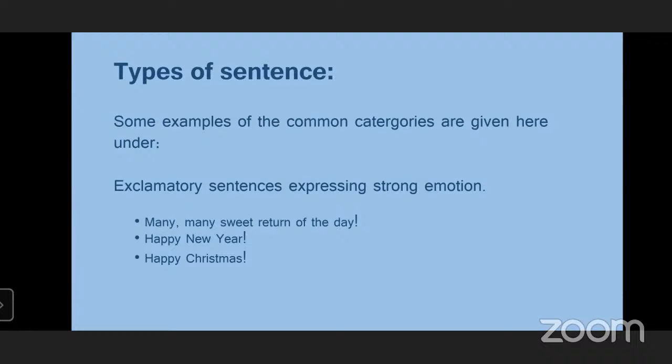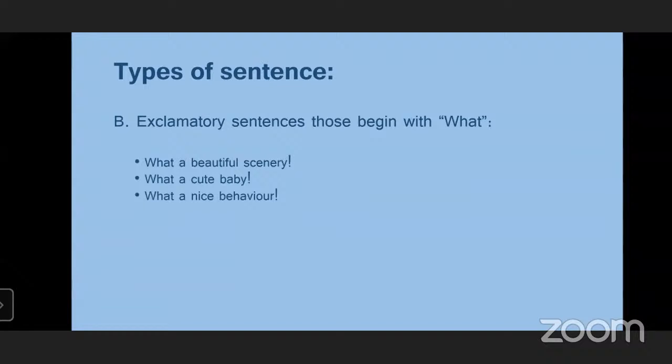Okay. So here you see the second type, that is exclamatory sentences. Those begin with what. The word what is also used in questions, right, WH questions. So WH questions are different. When there is a question mark, it is interrogative. Okay, so here what is also used in exclamatory sentences. So how the sentence formation is there, you see.